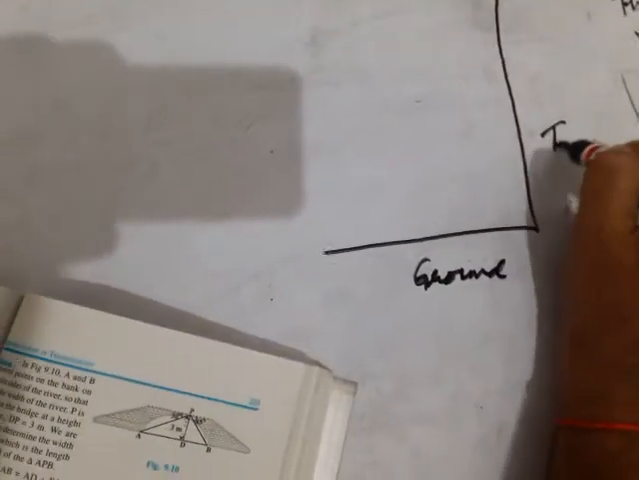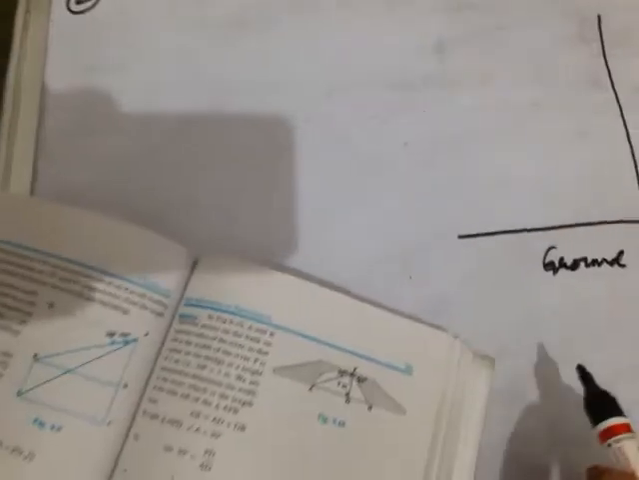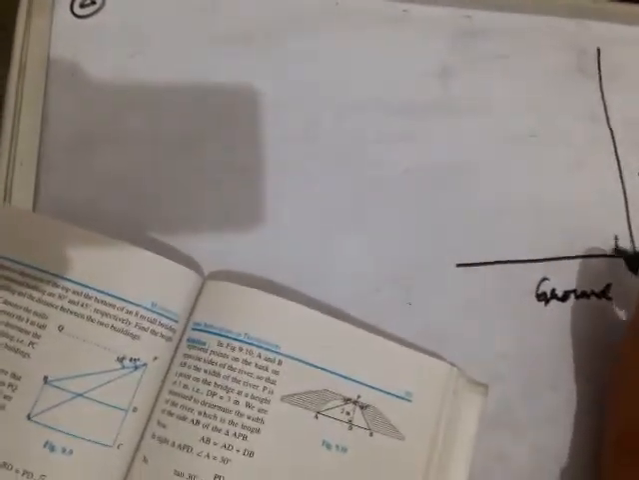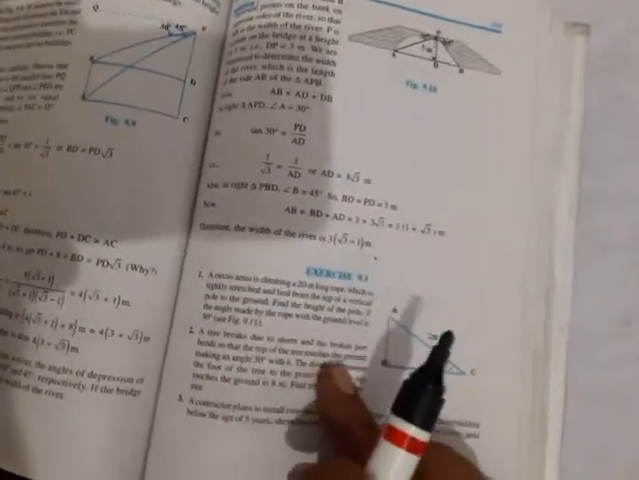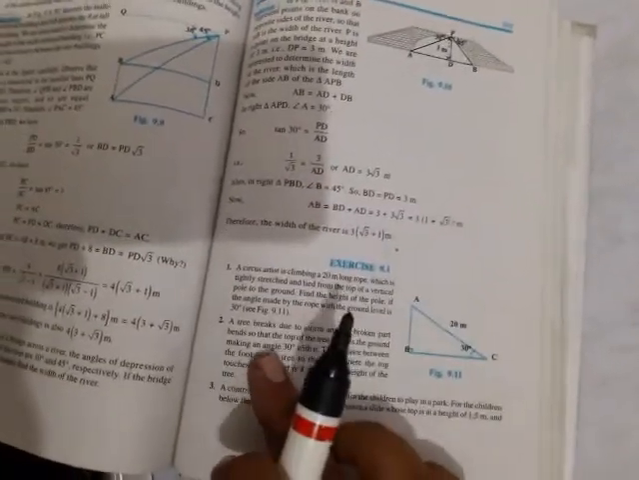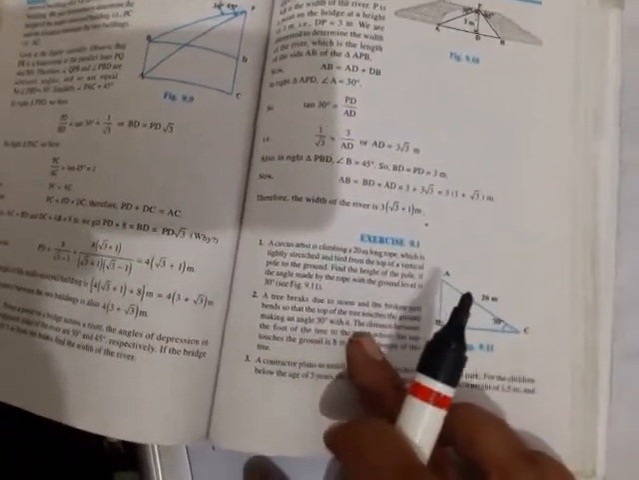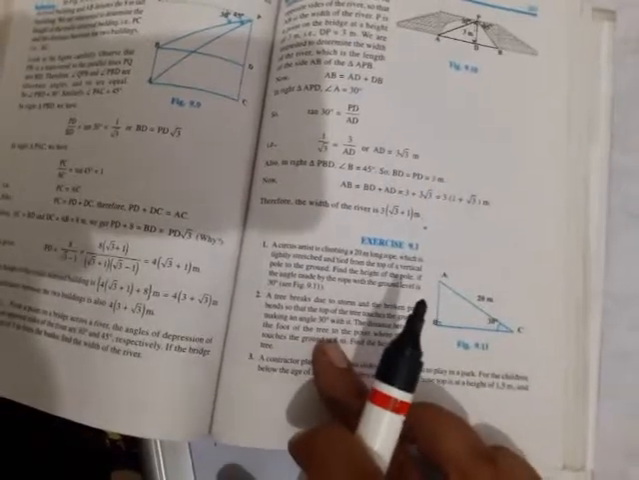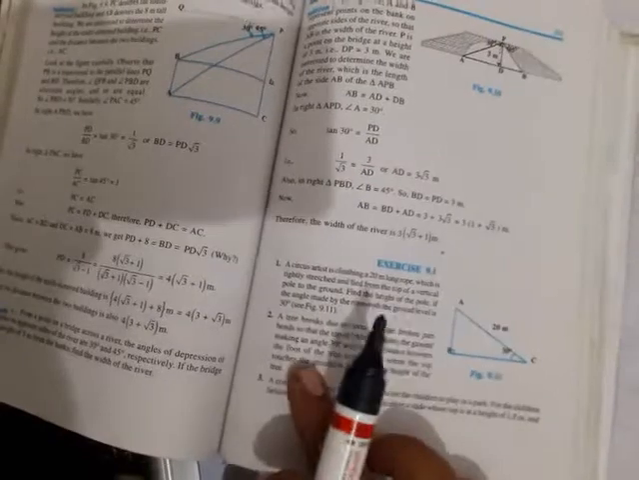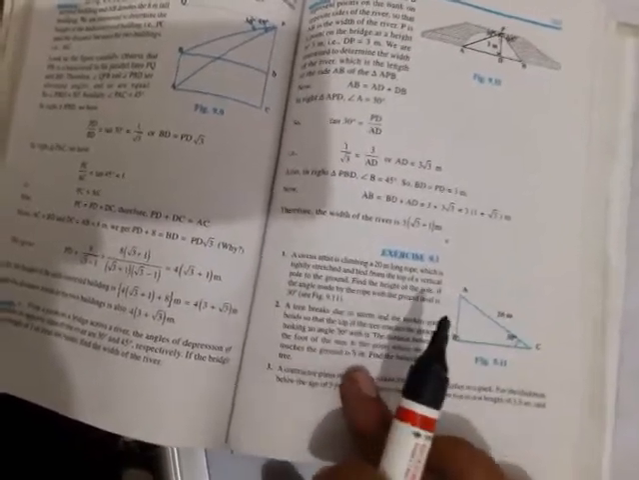This is a tree. Since the tree is vertical, automatically 90 degree is there. So a tree breaks due to storm, and the broken part bends so that the top of the tree touches the ground, making an angle of 30 degree. With it, the distance from the foot of the tree to the point where the top touches the ground is 8 meter. This distance is given to be 8 meter. This is the ground.